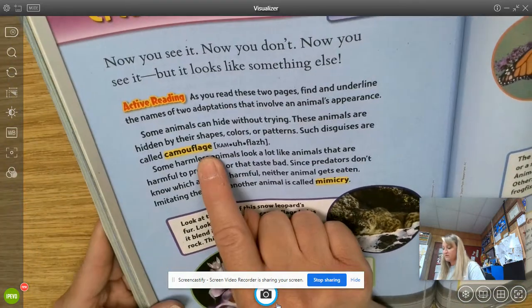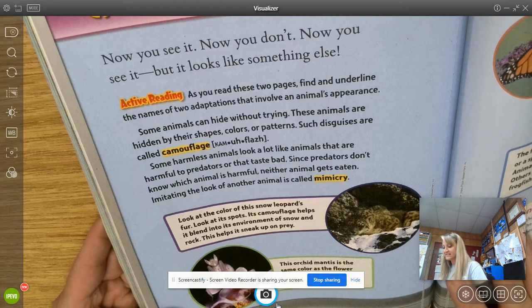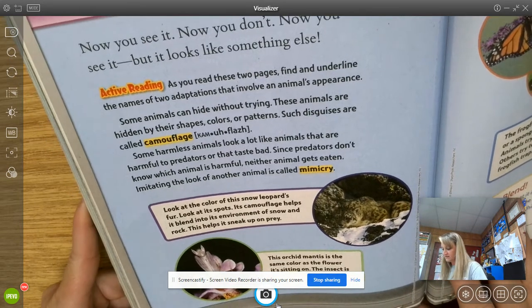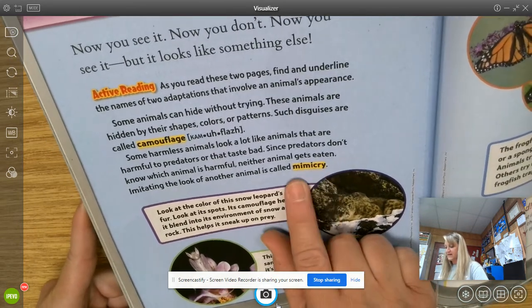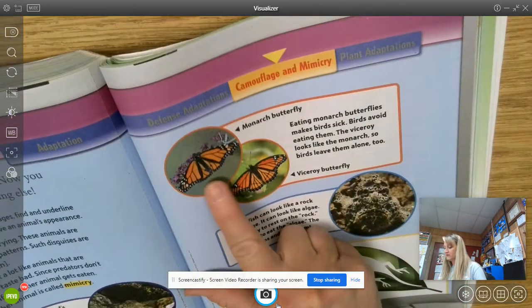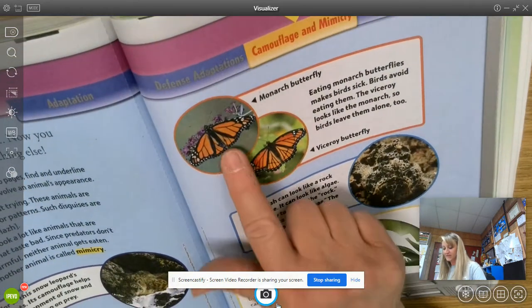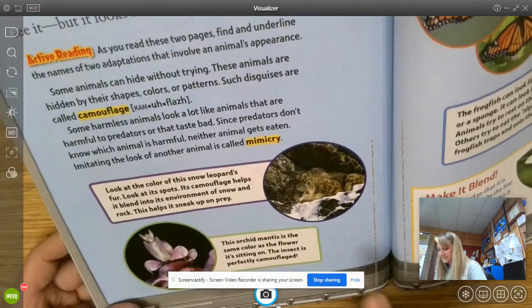Camouflage. Camouflage means you can't see it in its environment. It disguises itself. It's hiding. Mimicry. It's imitating the look of another animal, like this right here. They look the same. One's a monarch, the other one's a viceroy, but they look the same. Okay? So this is camouflage.